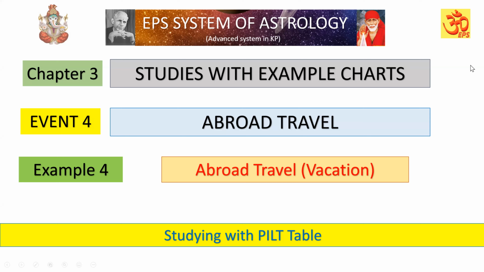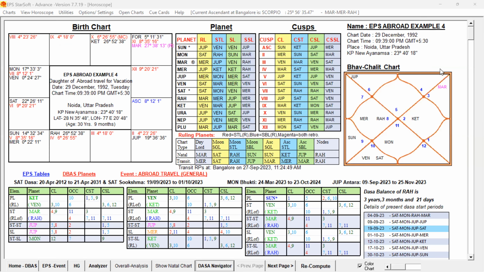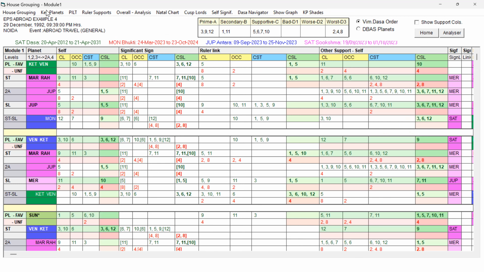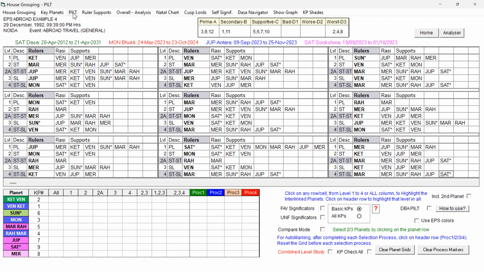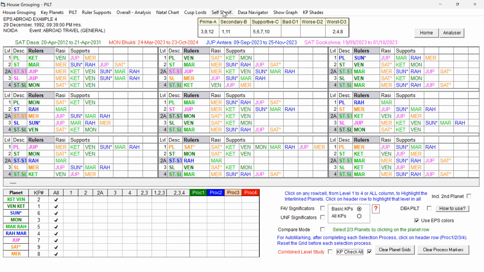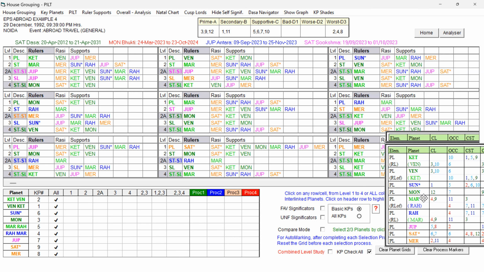Now let us examine the PILT table of this example chart. This is the birth chart of that female native. Now let us examine the house grouping table and a PILT table. With the help of the PILT table, how we are able to identify the destiny and also the Dasa periods. So as I already said, I'll use EPS colors and KP check all. And let me open the self-significators for our reference.